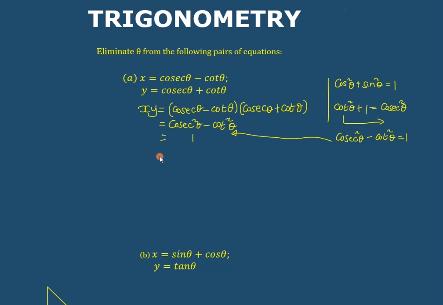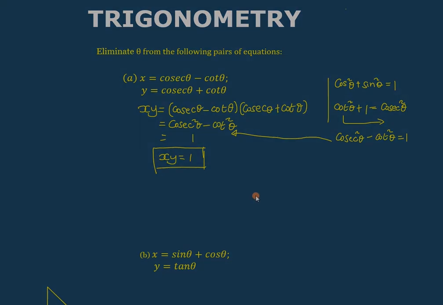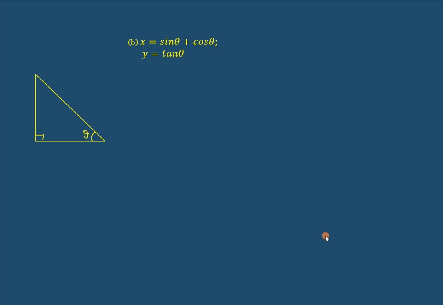This one means that xy is equal to 1. That is the version of those two equations after eliminating the value of theta. For this one, we are going to employ the help of a right-angled triangle. They have given us that y is equal to tan theta. We can write that tan theta is equal to y, and that y is the same as y over 1. And we know that tangent of theta is opposite divided by adjacent.